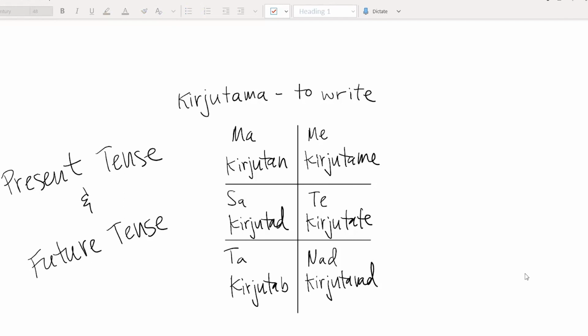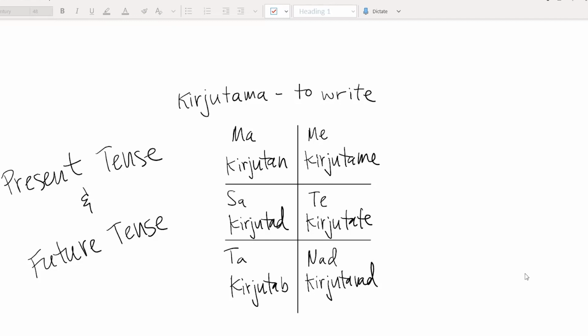Ma kirjutan. Same thing with sa kirjutad. It means both you write and you will write. You are writing, you will write. Now you might ask, wait, isn't that confusing? How do you know if something's happening in the present or the future if we just say them both the same? And honestly, it's just context.